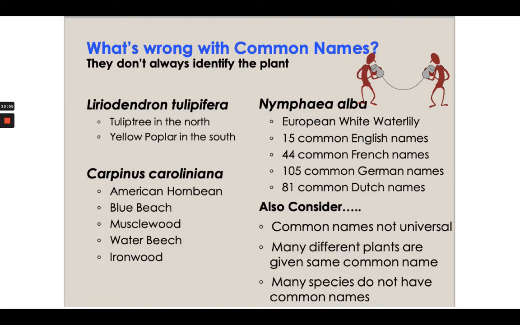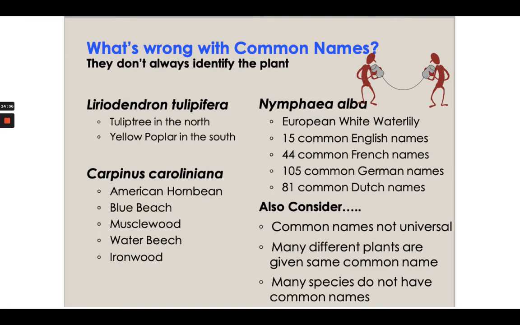If you're from the south, and you go to a botanist and say, can I have a yellow poplar? They won't know what it is. A Carpinus caroliniana goes by all of these different names here depending on where you're from. This one over here, a Nymphaea alba, in Europe is a white water lily. There are over 15 common English names, 44 common French names, 105 German names, 81 Dutch names. So everybody's referring to this one plant, but depending on where you're from, everyone calls it something different. It's almost like a different dialect, or even an accent, if you would.